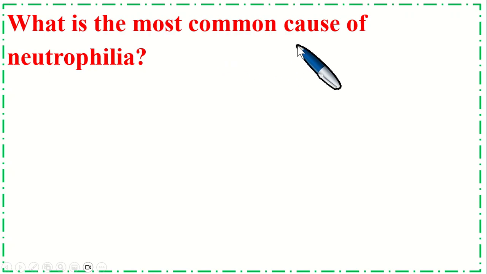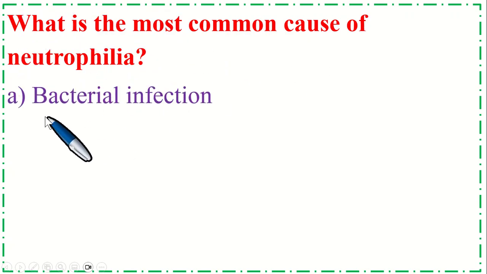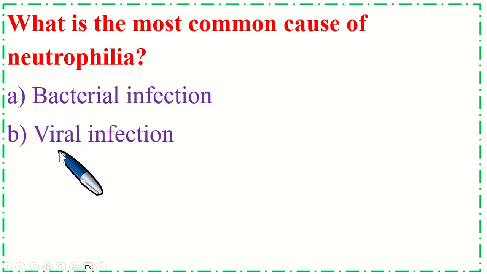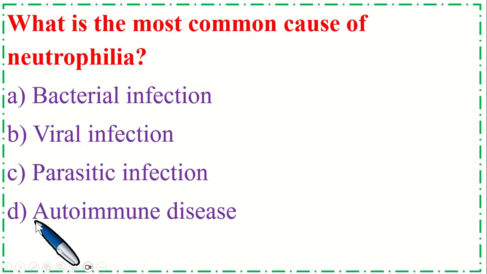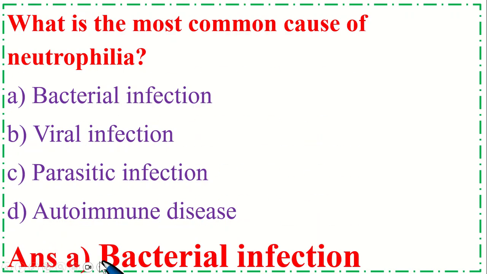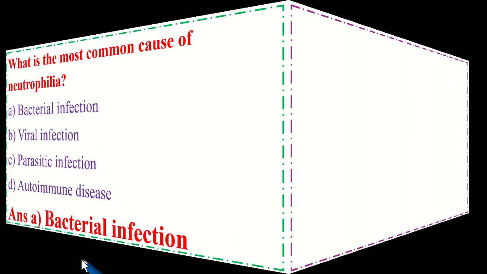What is the most common cause of neutrophilia? Option A, bacterial infection. B, viral infection. C, parasitic infection. And option D, autoimmune disease. So the correct option is A, bacterial infection.